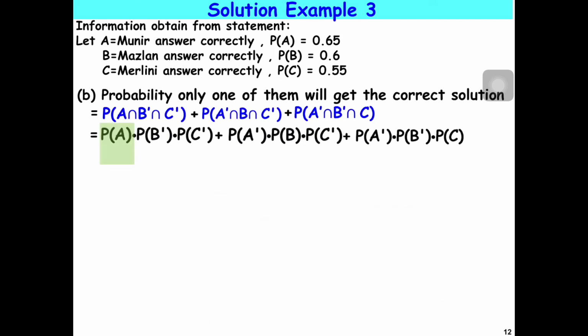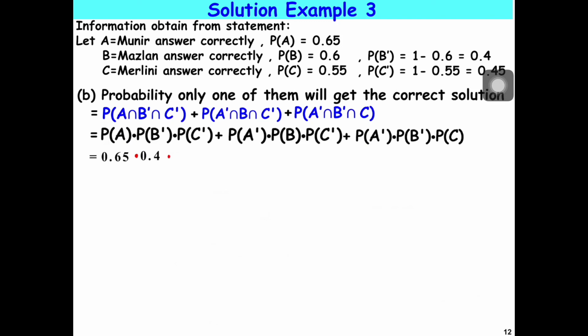So the value for probability A from your information is 0.65. Multiply with probability B complement: you have probability B is 0.6, so probability B complement is 1 minus 0.6, you get 0.4. Okay, so multiply. And then you have probability C complement. From your information, probability C equals 0.55, so probability C complement is 1 minus 0.55, you get 0.45.